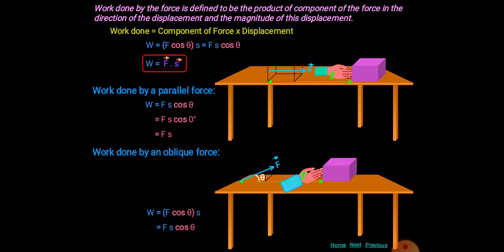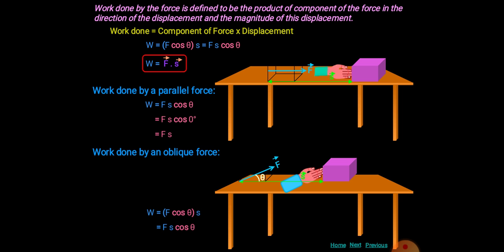So the work done by the parallel force. Here you will observe the first figure. In that first figure, the force is acting in the parallel direction. So what is our formula? W = F S cos theta. What theta will we take here? 0. If we take theta 0, what is cos 0? It is 1. So we can write W = F into S.